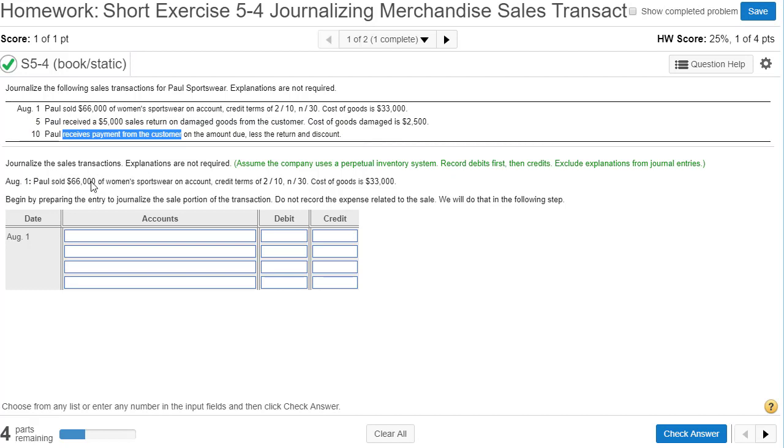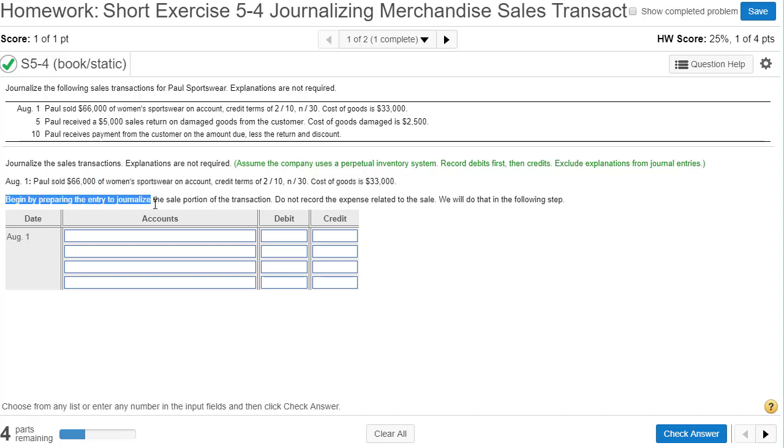Paul sold $66,000 of women's sportswear on account. Credit terms 2/10, net 30. Cost of goods sold is $33,000. So we're going to sell some women's sportswear that costs us $33,000, and we're going to sell it for $66,000. That's 100% markup. I like this business.